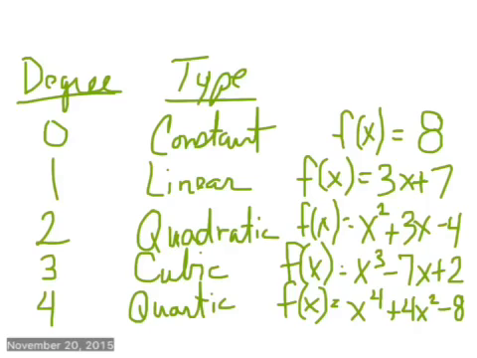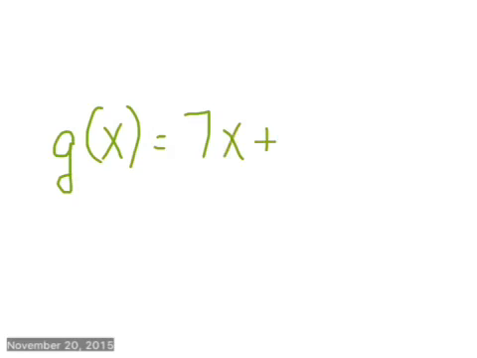So what you're going to look at for the first third of your assignment is it's going to say something like g of x equals 7x plus pi x squared minus the square root of 3. And the first thing that you're going to do is look at that and determine whether or not that is a polynomial or not.